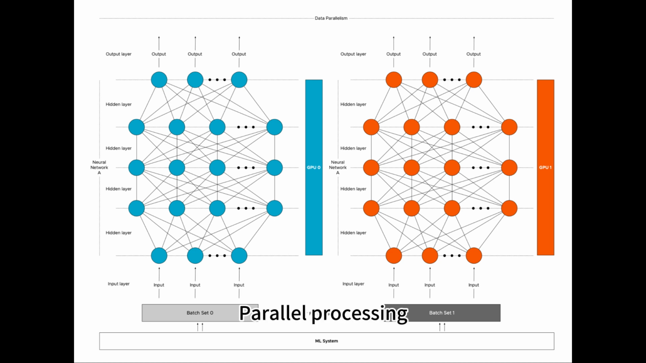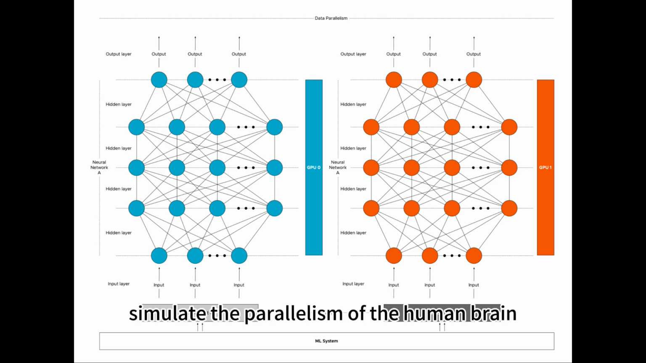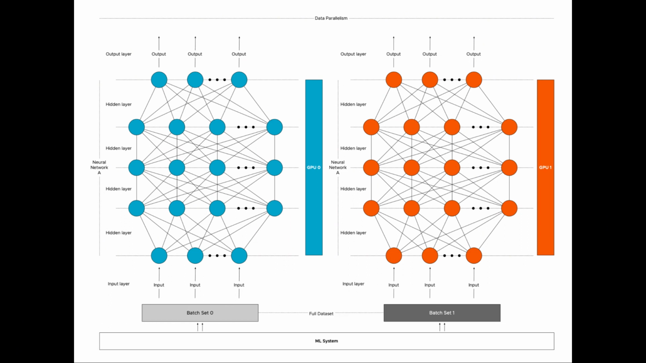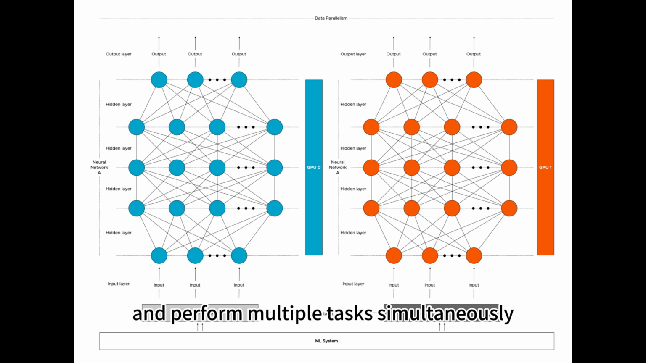4. Parallel processing. Connectionism systems simulate the parallelism of the human brain by processing large amounts of information concurrently. Neural network parallelism enables the system to handle multiple inputs and perform multiple tasks simultaneously, enhancing overall efficiency and speed.